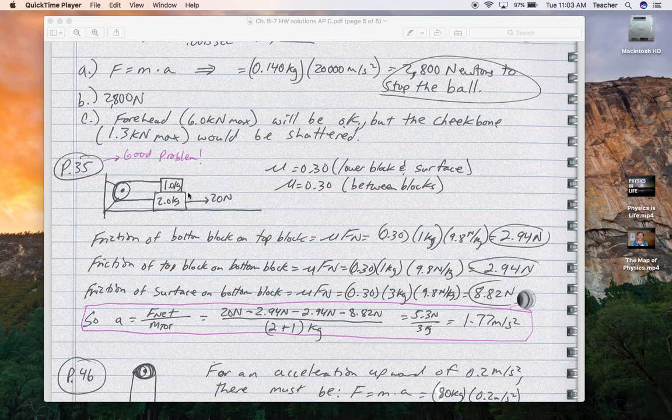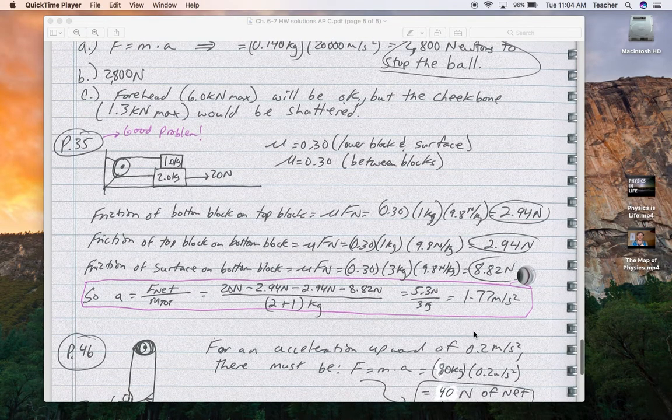Okay. And then the friction of this big block here, the bottom block on the surface, we use the normal force of that. Well, that's basically going to be almost 30 newtons because we've got 3 kilograms resting on the surface, and multiply that by 0.3. So although I've only got 2 blocks, I actually have 3 forces of friction opposing motion. So 20 minus 2.94 minus 2.94 minus 8.82 all over 3 kilograms. That's what gives me my answer. I like that problem a lot. It is sneaky.